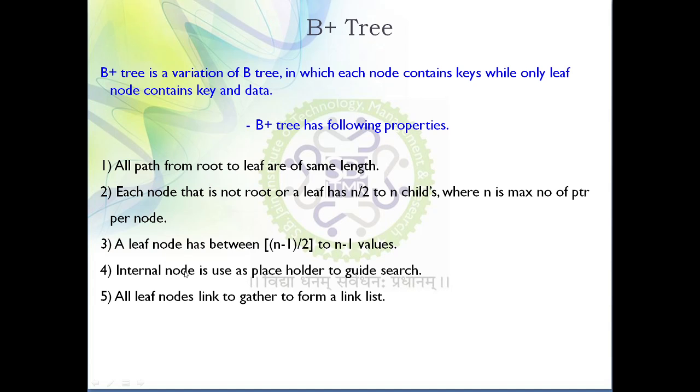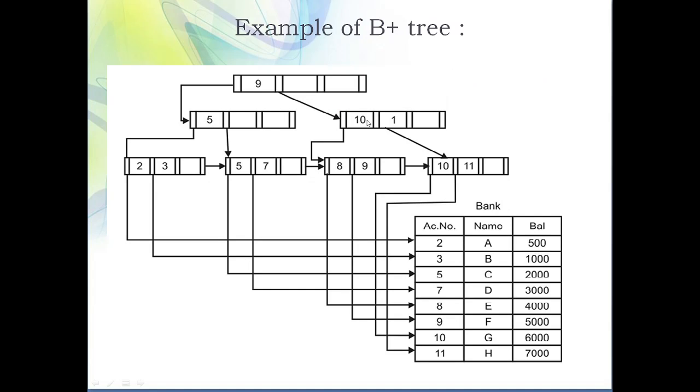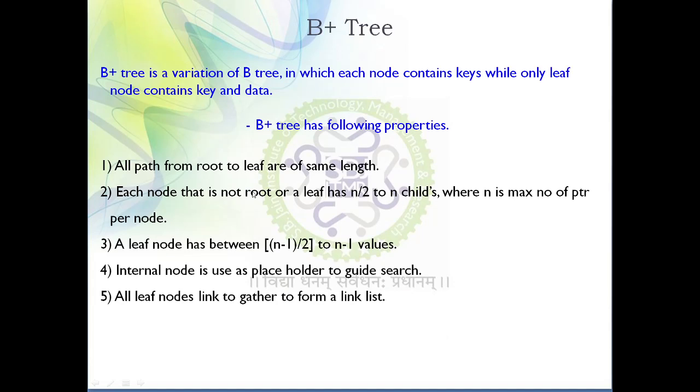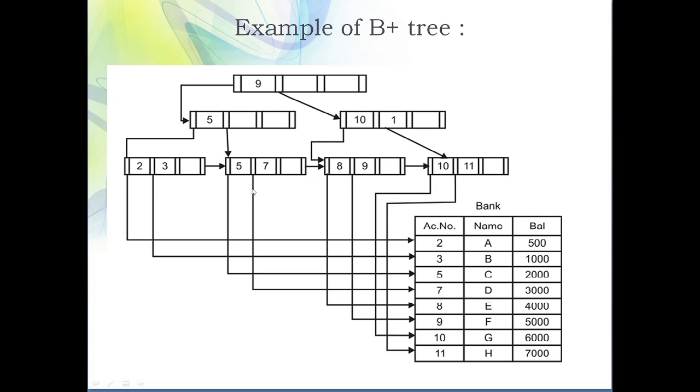Then an internal node is used as a placeholder to guide the search. This is an internal node, and they are only used for guiding the search. They are not holding any kind of pointer which points to a record present in the table, but are only treated as guidance. They provide the guidance which helps to search for a particular value in the B+tree.